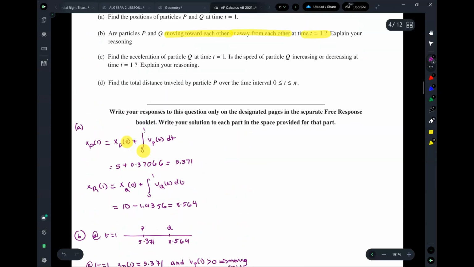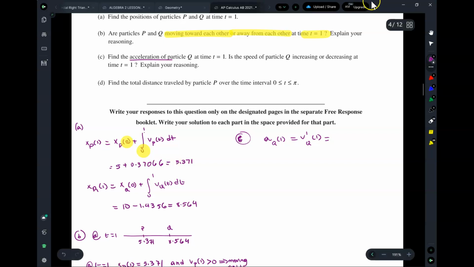Find the acceleration of particle q at t equals 1. Is the speed of particle q increasing or decreasing at t equals 1? Okay, so two things here. First, we need to find the acceleration. So for part C, you have to say this: acceleration of q at 1 is equal to v prime of q at 1. Okay? That's all you need to write.